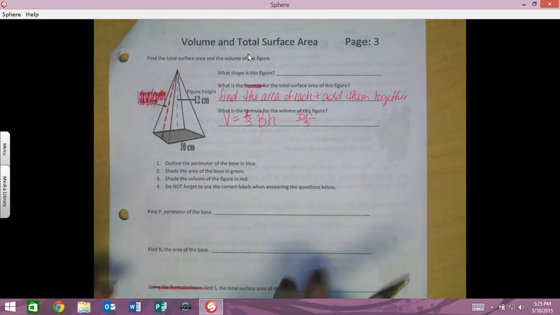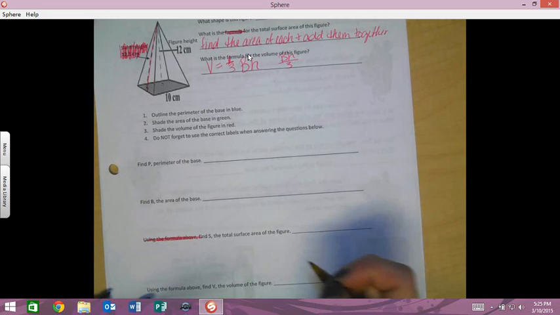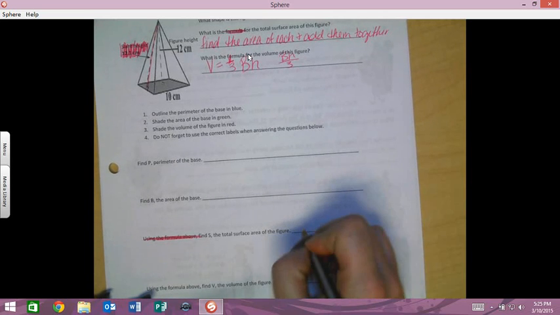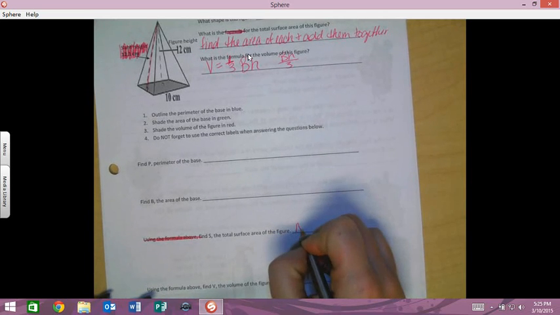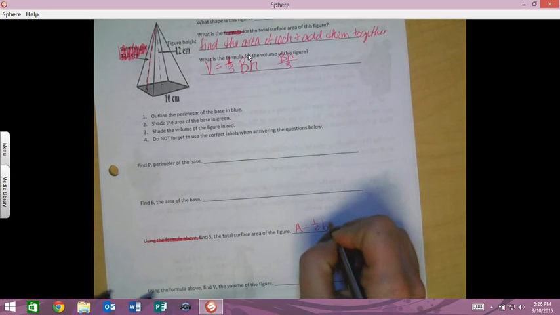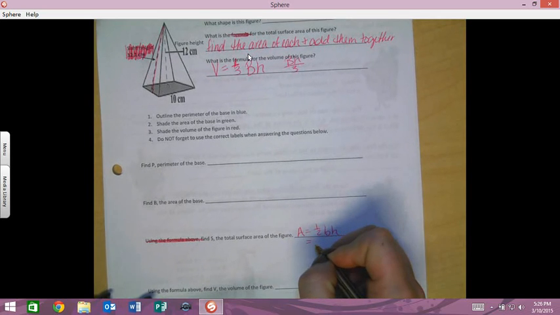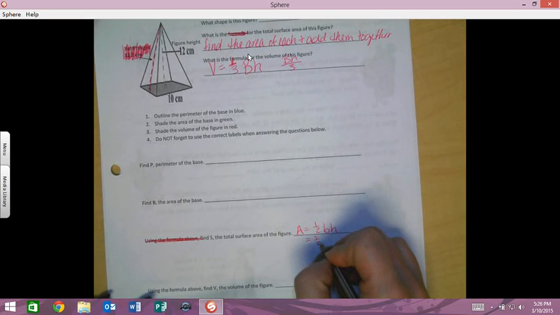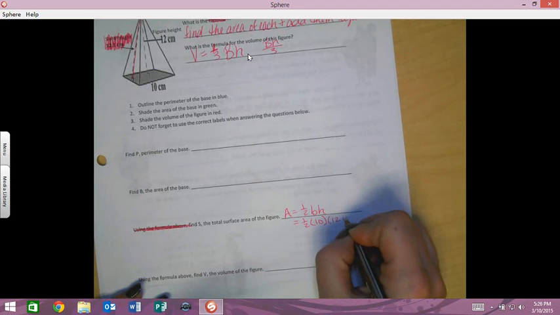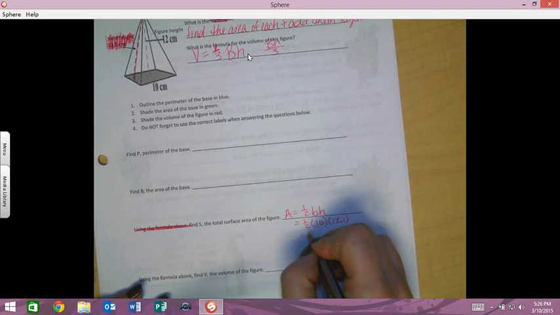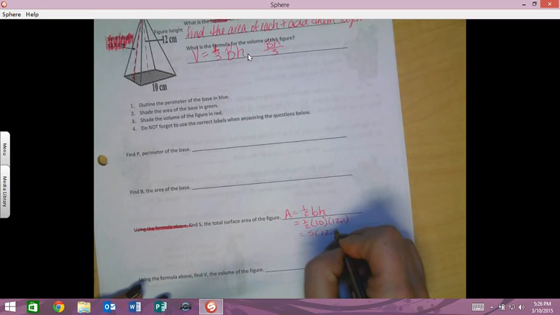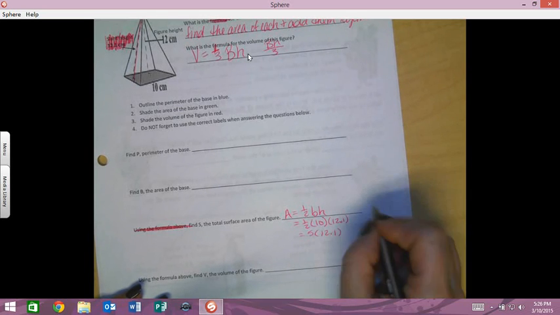So you're going to go, I'll help you on this one since I messed it up for you. So your triangles are going to be area equals 1/2 base times height. So your triangles have a base of 10 and a height of 12.1. So half of 10 is 5. So then 5 times 12.1, let's see here.